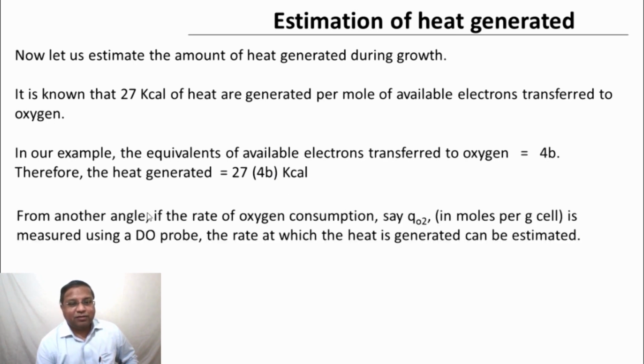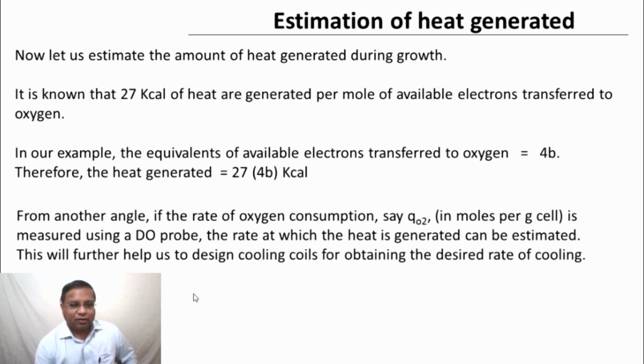From another angle, if the rate of oxygen consumption, say QO2 in moles per gram cell, is measured using a DO probe, if you process the DO data, you can get the oxygen consumption rate. The rate at which heat is generated can be estimated. Then it becomes powerful. Once we know how much heat is metabolically generated, we can say a priori what kind of cooling design we need to look at. That's rather powerful. This will help us design cooling coils for obtaining the desired rate of cooling.